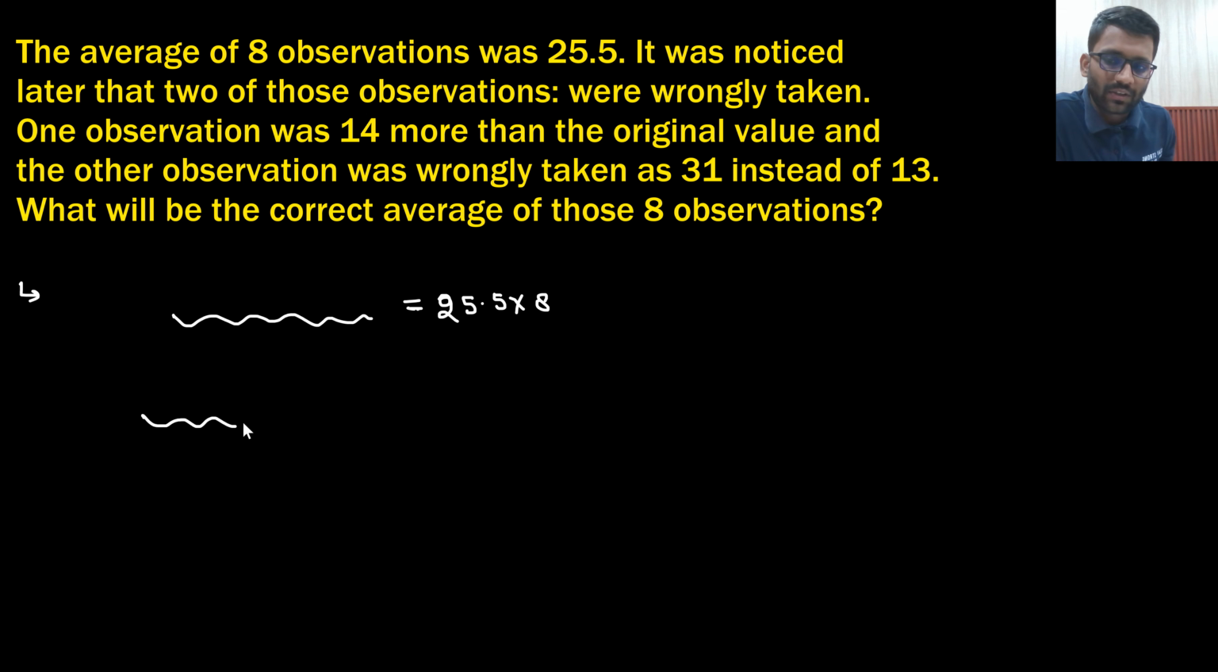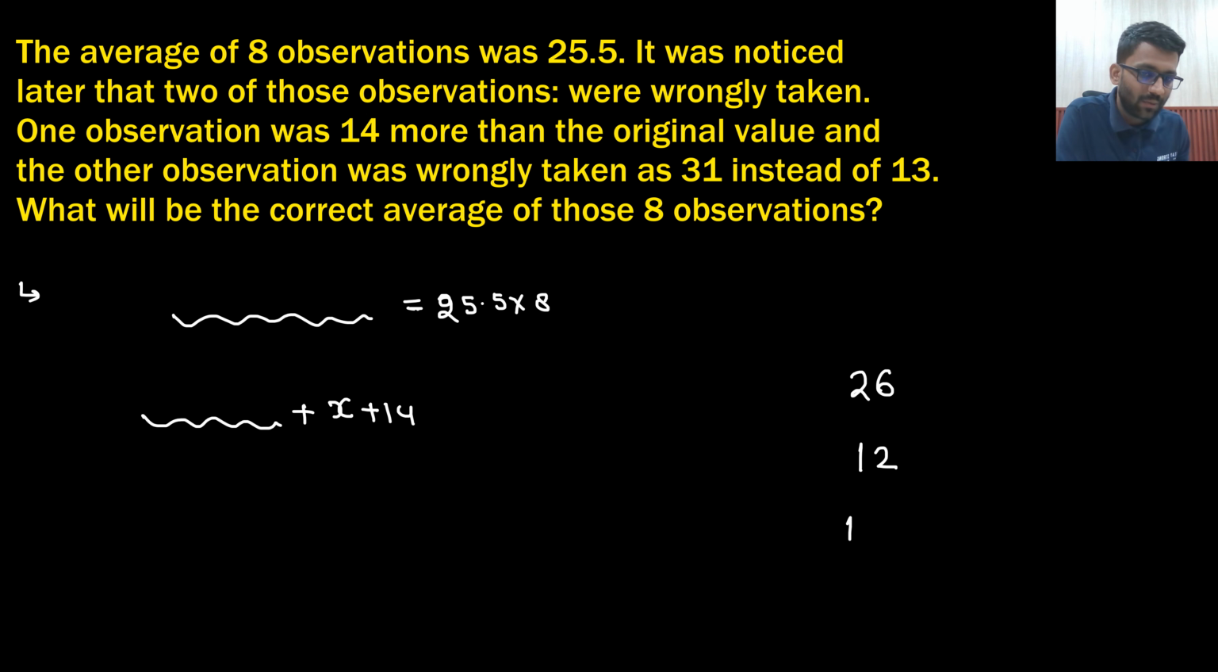So basically 6 observations were correct. One observation was 14 more than the original one. So original was X. Then here what you wrote? X plus 14 you have written. Let's just say I have written the observation to be 26, but originally it was 12 only. One observation was 14 more than the original one. So this is the original, which I am calling X, and X plus 14 is what I have written, 26.